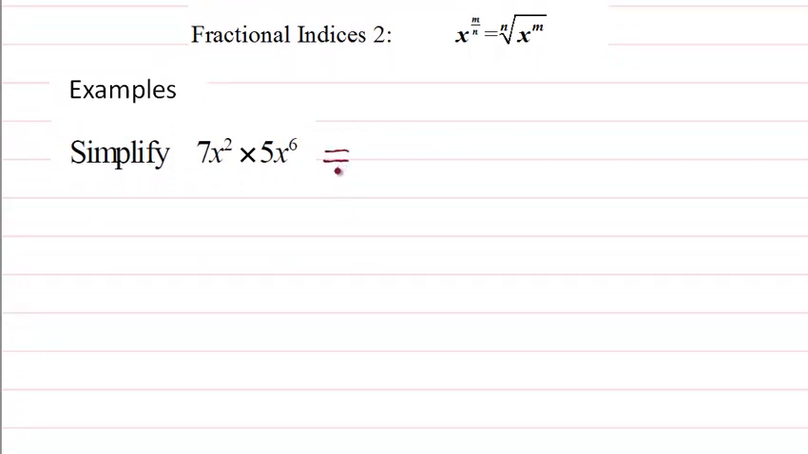So we multiply the number with the number. So 7 times 5 is 35. Then because we are multiplying, we add the indices. So 35x, then here 2 plus 6 on the top. So your final answer is 35x to the power 8.